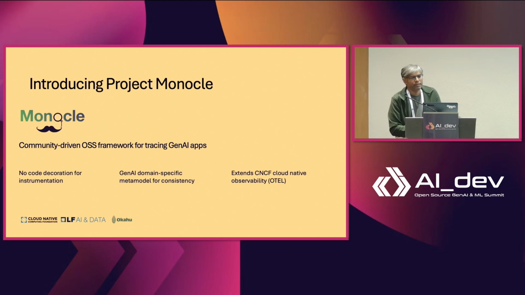So let me introduce Project Monocle. This is an open source project under the Linux Foundation Data and AI umbrella that we introduced last year. It's a community-driven open source project. The objective is to instrument your GenAI application so that you can get a peek inside the libraries that you're using, not necessarily just your code, which of course you can do with custom instrumentation, but it helps you understand the underlying GenAI components that you're using.